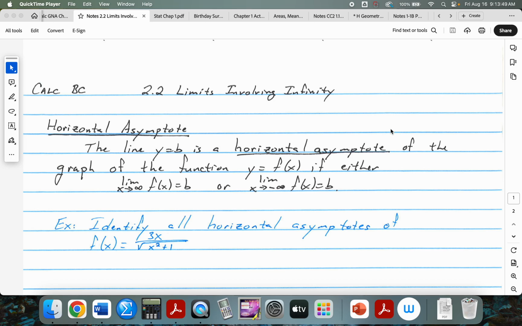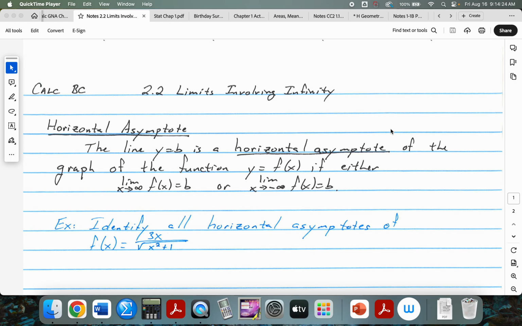Today we're going to talk about limits that involve infinity. There's two different ways that you can have a limit that involves infinity. One is that you're looking at what happens as x becomes large without bound, either positively or negatively. Then we'll also look at ones where at a particular value of x, the function becomes large without bound or negatively large without bound. Okay, so those will be the two different things that we're looking at.